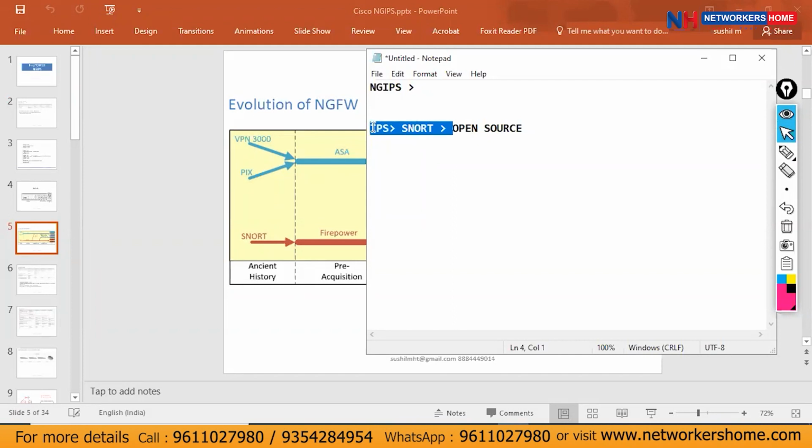It was software based actually. It was not hardware. So it was open source, and anyone could download and use it, like a VM device, a virtual machine device. They could deploy it on virtual platforms like ESXi or VMware, or on any other virtual systems or on the cloud. Earlier there were no cloud concepts, so they were deploying on virtual devices only.